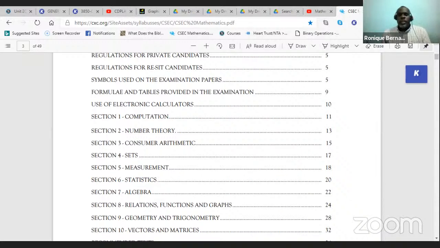Number theory, we'll look at it last. It has to do with types of numbers and so forth. Consumer arithmetic, you are doing that on this Schoology platform. That's where you get your assignments for that. Persons have been doing that. Sets, the same thing. Measurements, the same thing. Statistics, the same thing. Algebra is there as well, but we are doing a bit of algebra in the live session as well because we are doing relations, functions, and graphs.